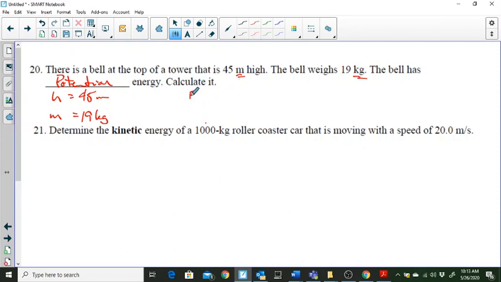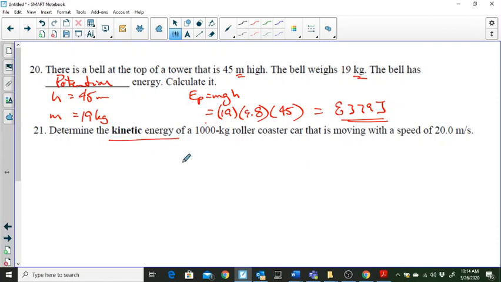So our potential energy is equal to mgh. Notice every time I'm writing down the formula. Every time I want to see you writing down the formula as well. So we substitute in our mass, 19 kilograms. Our g, well, no, that's 9.8. We're getting better at that. And now our height, which is 45 meters. And so we can take these and go 19 times 9.8 times 45. And we get equals to 8379 joules of potential energy.